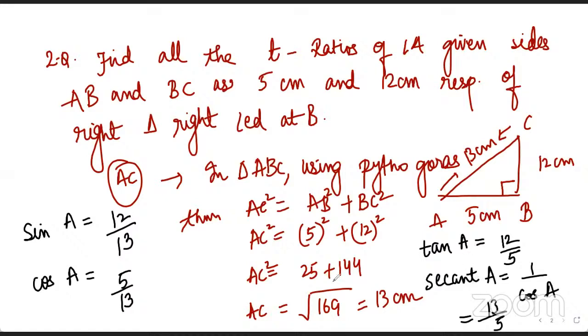Coming to the fifth trigonometric ratio, that is cosec A. Cosec A was the reciprocal of sine A. So it will be 13 upon 12.